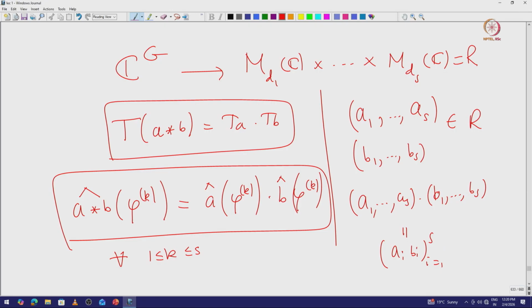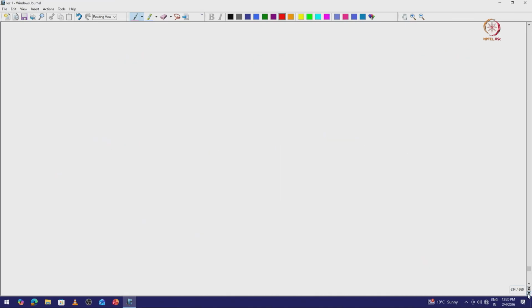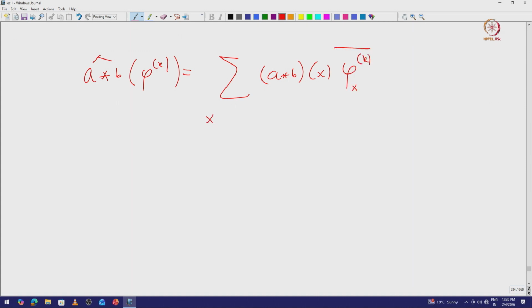The computation is very much analogous to what we did for the abelian case. So, you take A star B hat applied on phi k, which is equal to the summation over x in G of A star B of x and phi k of x bar. This is by definition of the Fourier transform.